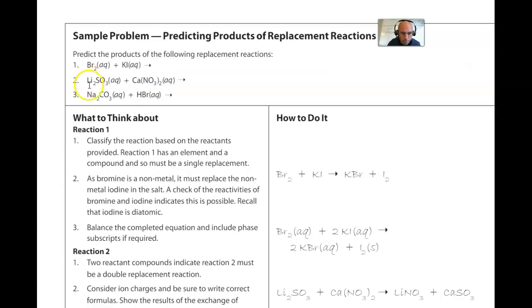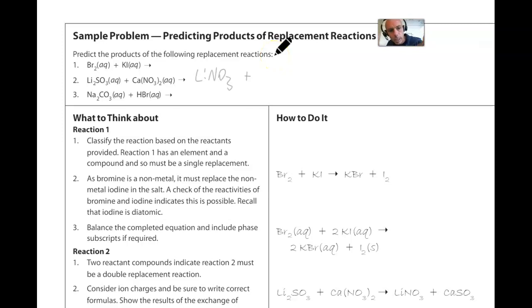So in 2, it's a double replacement reaction. We know that because these are both ionic compounds. We picture the cation switching places. We picture lithium and calcium switching places. So that will pair lithium with nitrate and calcium with sulfite. I might have said sulfate earlier. Well, lithium and nitrate are both 1+ and 1- ions respectively, so it's just going to be LiNO3. And calcium and sulfite are 2+ and 2- ions respectively.